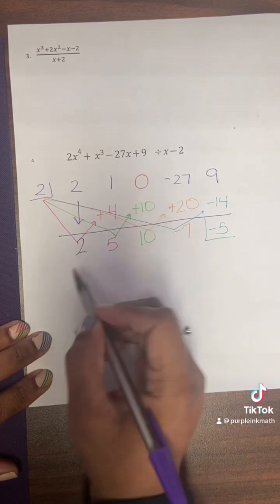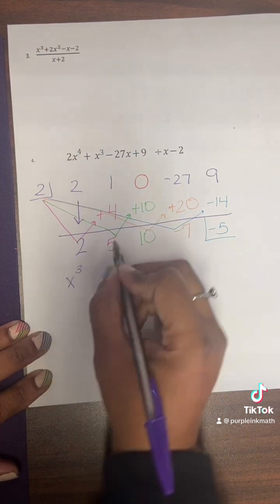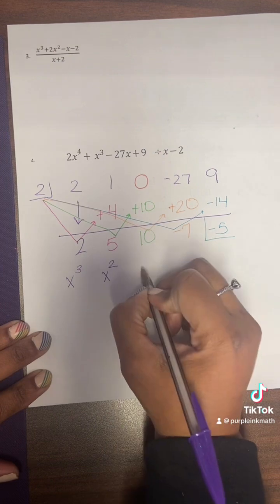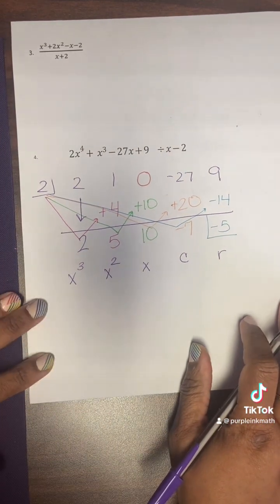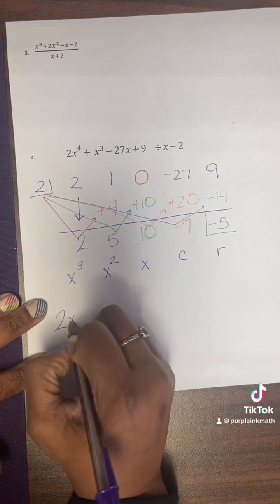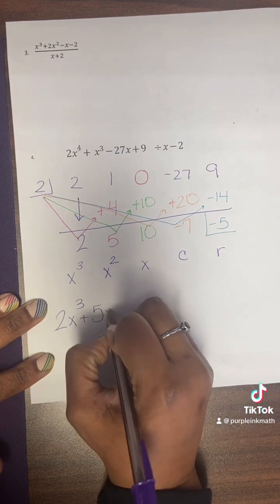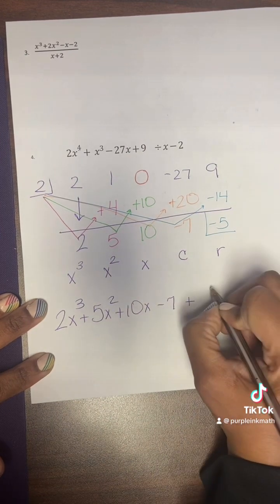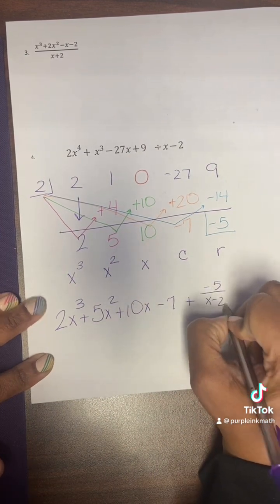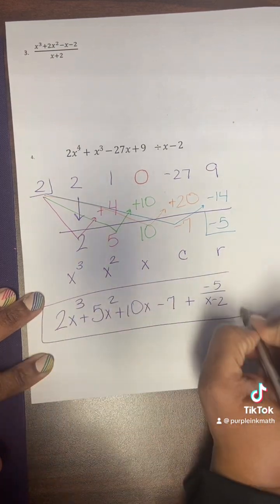So now my answer is going to start with x cubed. This is the x squared term. This is the x term. That's my constant, and that's my remainder. So my final answer is 2x cubed plus 5x squared plus 10x minus 7 plus my remainder over the divisor. And this is my final answer.